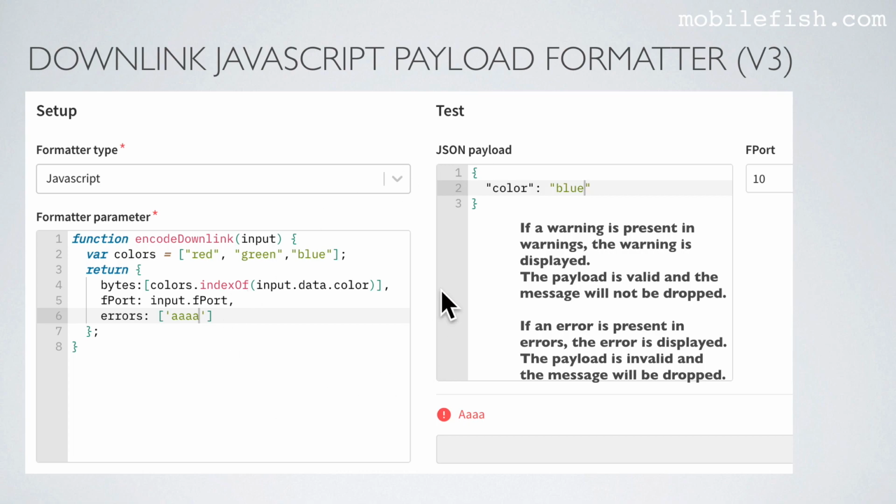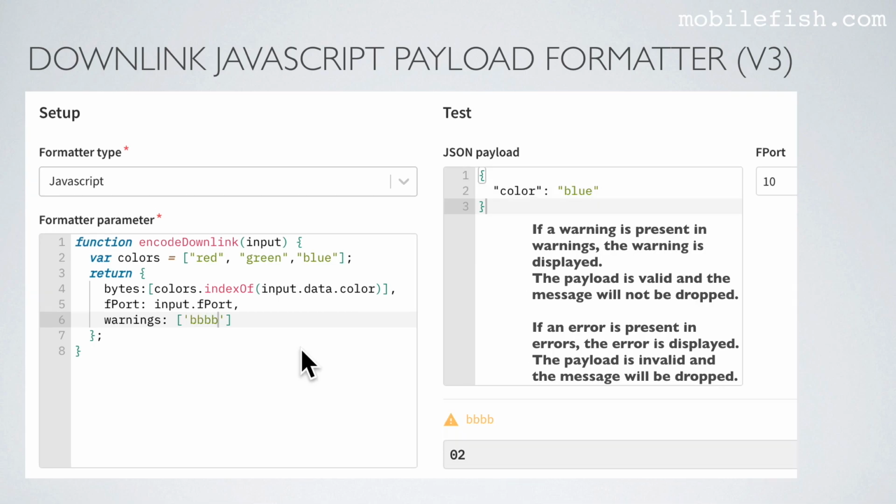In this example, an error is generated. If an error is present in errors, as you can see over here, the error is displayed. The payload is invalid and the message will be dropped. As you can see, no message is displayed. In this example, a warning is displayed. If a warning is present in warnings, the warning is displayed, as you can see over here. The payload is valid and the message will not be dropped, as you can see over here.